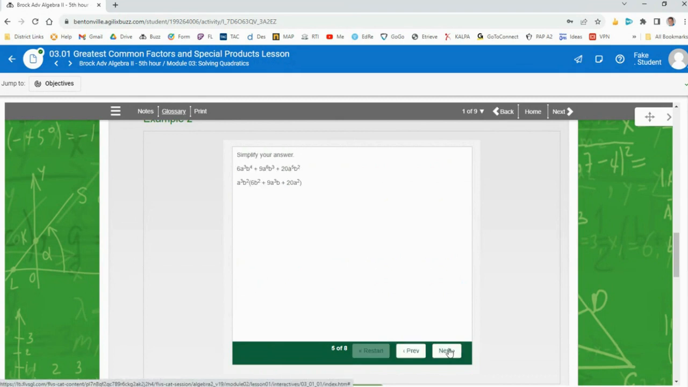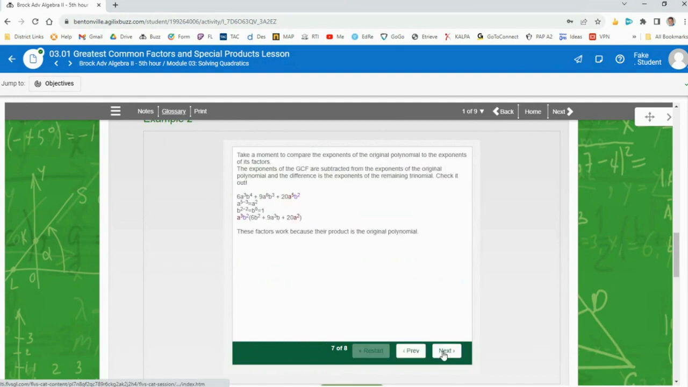And there it is, the way we had it written: a to the third b squared times what's left when we factor that out. Then they go in and say these factors work because their product is the original. They checked it. Be sure to check it by multiplying it back together. When they multiply it back together, they get the original expression.